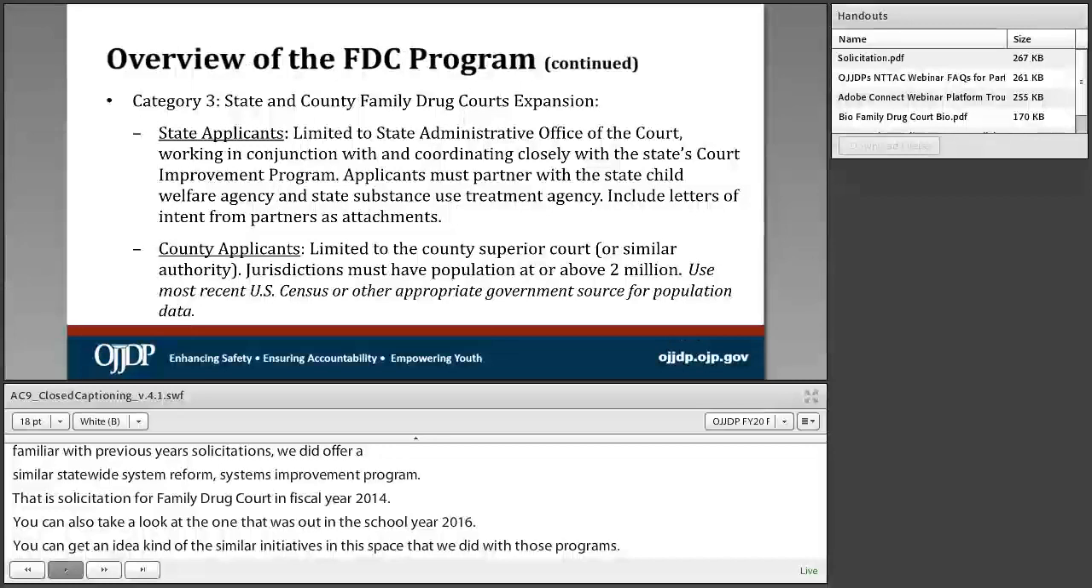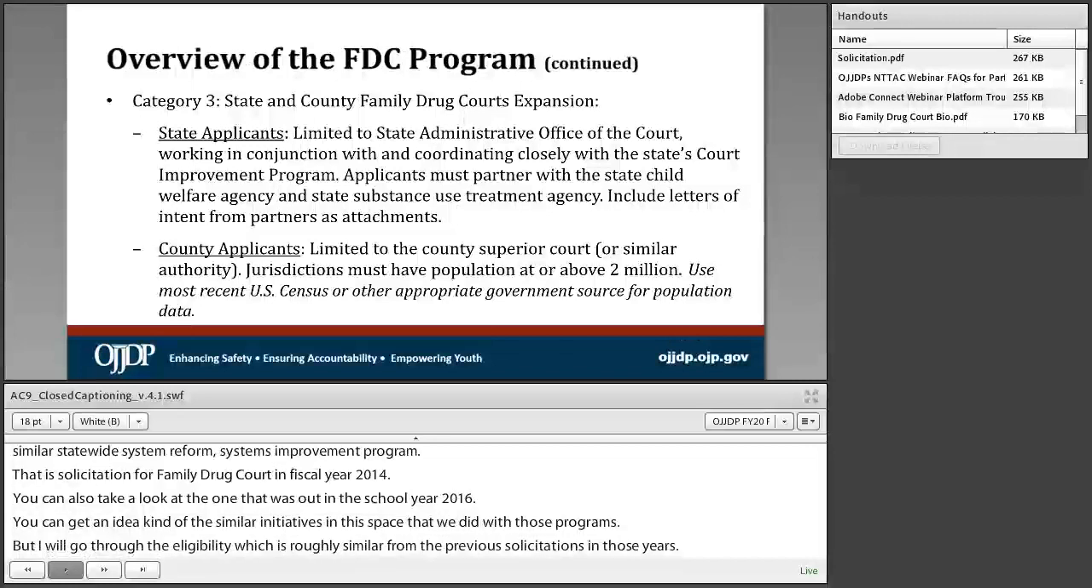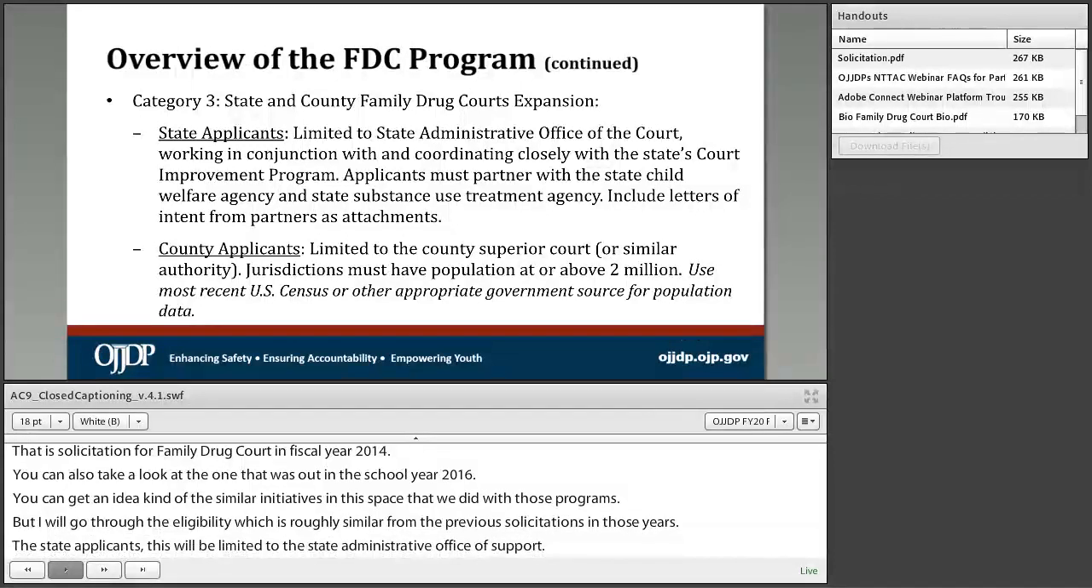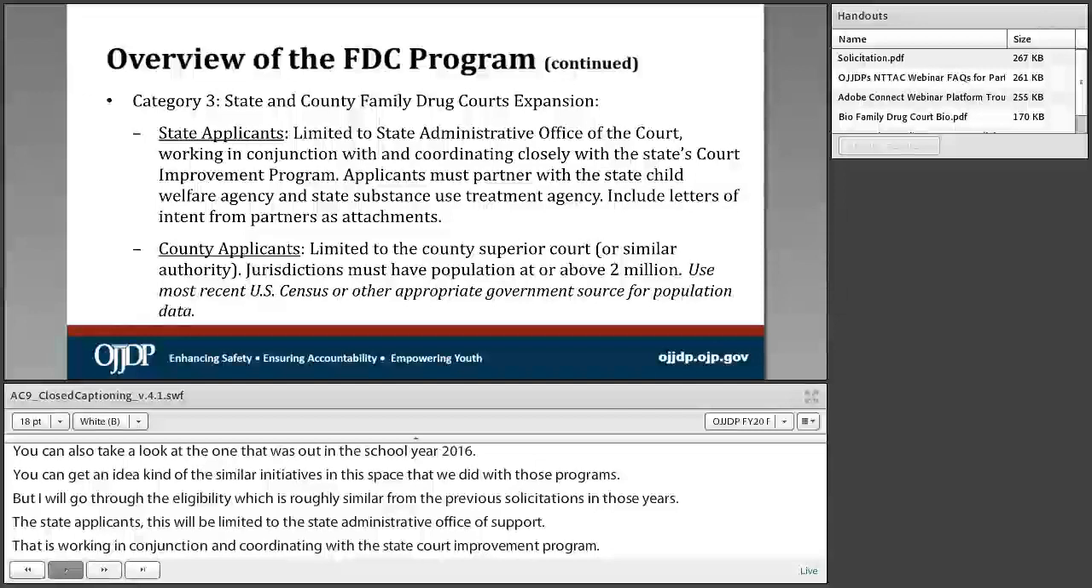For state applicants, this is going to be limited to the state administrative office of the courts, working in conjunction and coordinating with the state's court improvement program. It is very critical for these applicants that they show that they have a partnership with the state child welfare agency and state substance use treatment agency. And how do you do that? You do that through the letters of intent from your partners as attachments.